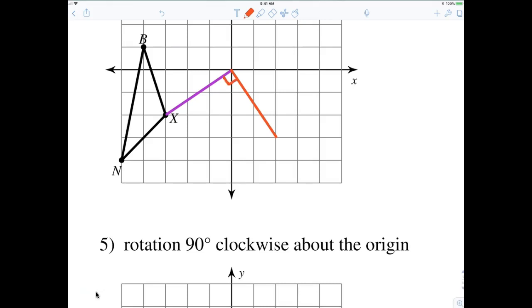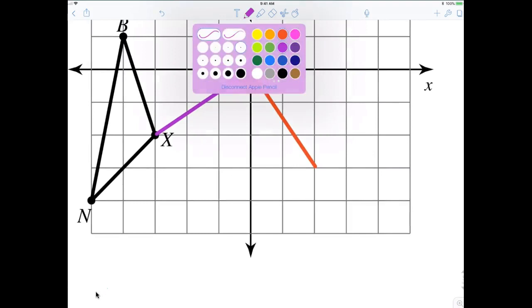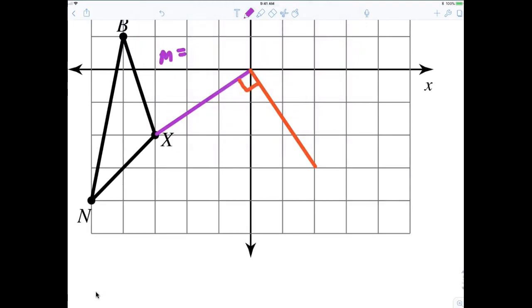Now, how do I know those lines are perpendicular? The slopes are what? Negative reciprocals. The slopes are negative reciprocals. Right? So if lines are perpendicular, their slopes are negative reciprocals. All right? So let's look here. The slope of the purple would be up 2 and over 3. Everybody agree with that? All right?